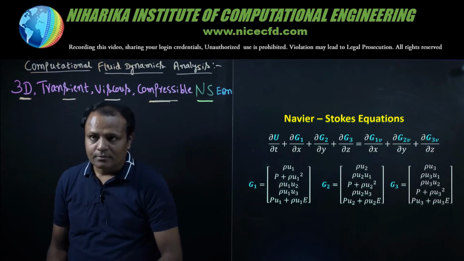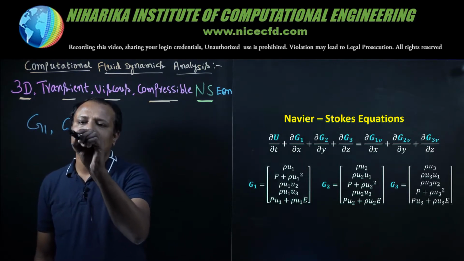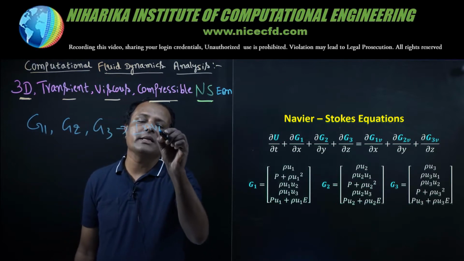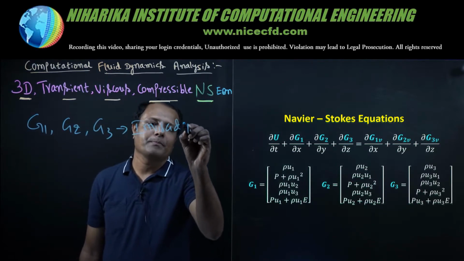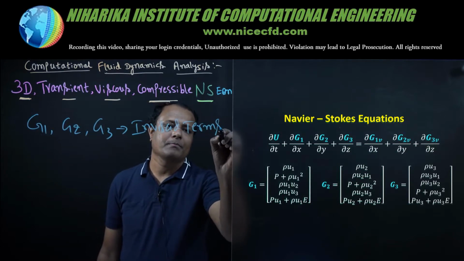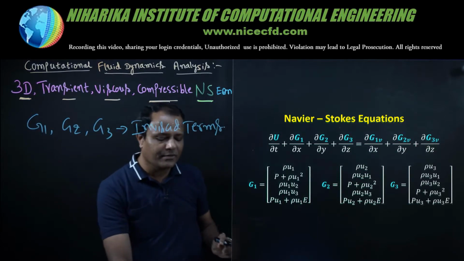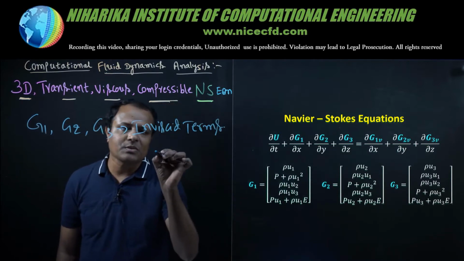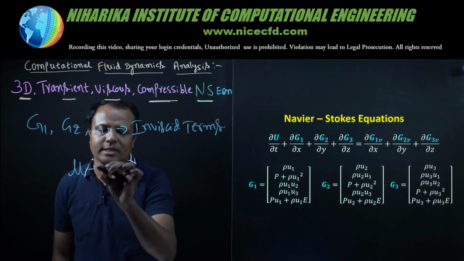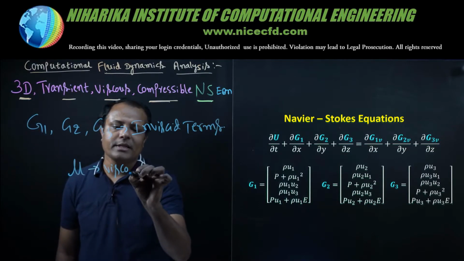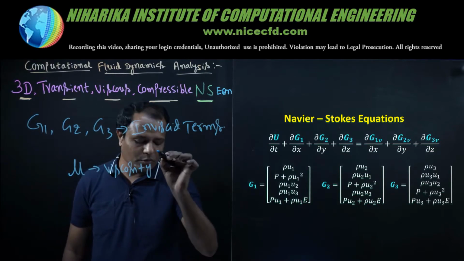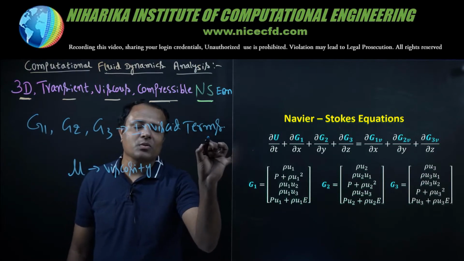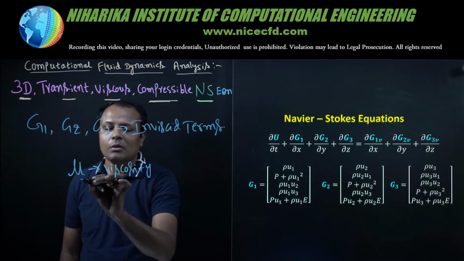Now, G1, G2, G3, they are called inviscid terms. Why are they called inviscid terms? That we have to understand. Viscous means what? Viscosity is present, correct? In fluid dynamics, we are interested in the dynamic coefficient of viscosity. So, viscous means viscosity is present.